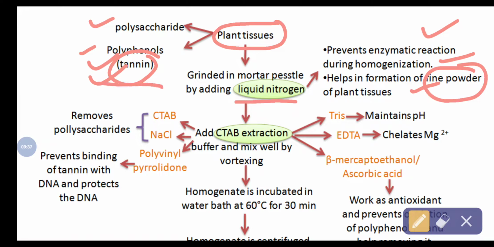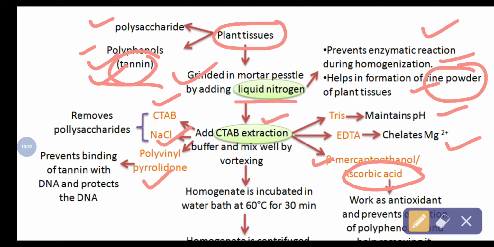So to remove this tannin, we will use certain other chemicals in the CTAB extraction buffer that we are going to add to these ground tissues. So when our tissues become ground, what happens? In those ground tissues, we will add the CTAB extraction buffer. And the CTAB extraction buffer contains certain chemicals. That is your CTAB, cetyl trimethyl ammonium bromide. Then you have certain salts, like you can use sodium chloride. Then we have polyvinyl pyrrolidone. Then we have Tris, EDTA, or we can use beta-mercaptoethanol or ascorbic acid, any one of it. Okay, so these are the chemicals we generally use in the CTAB extraction buffer.